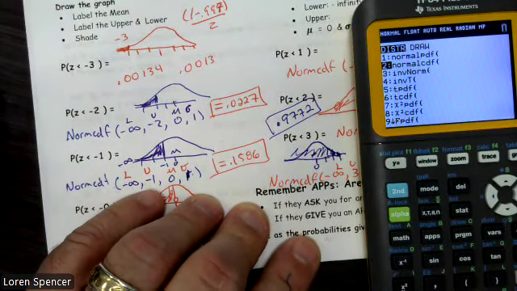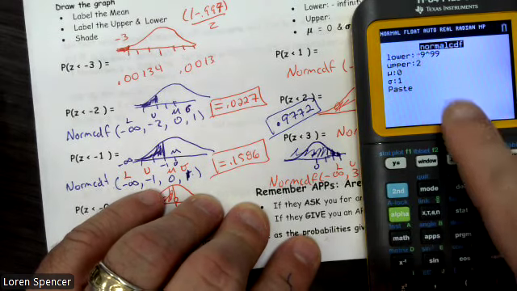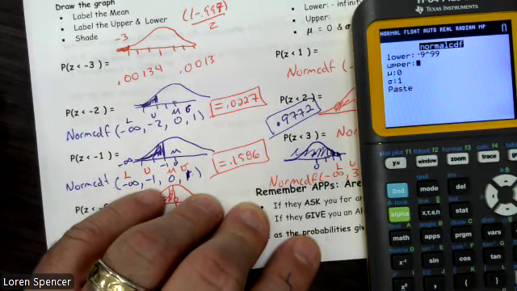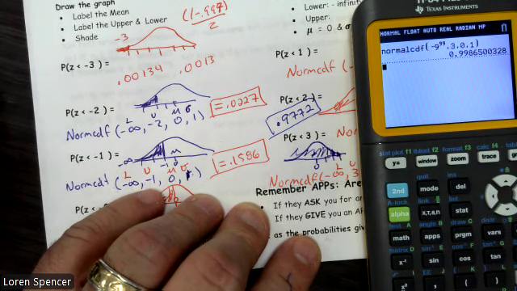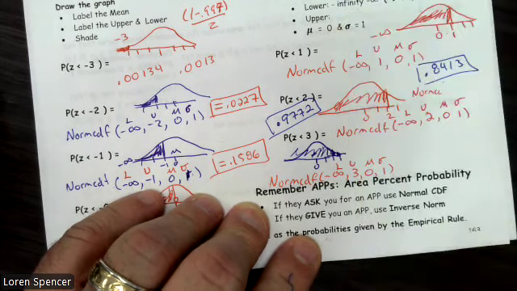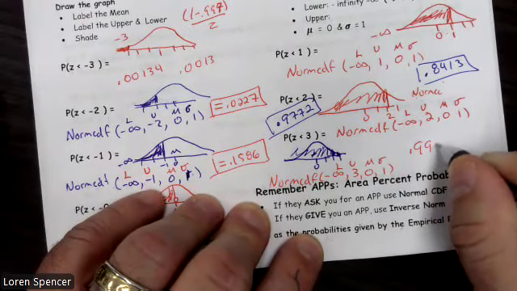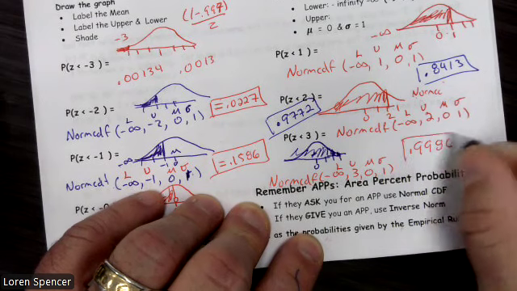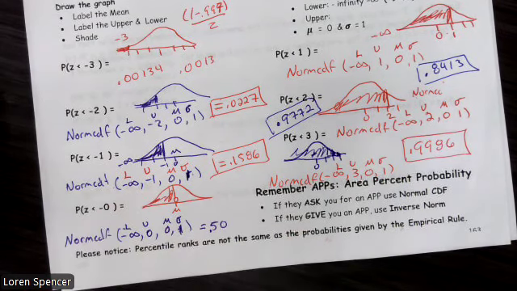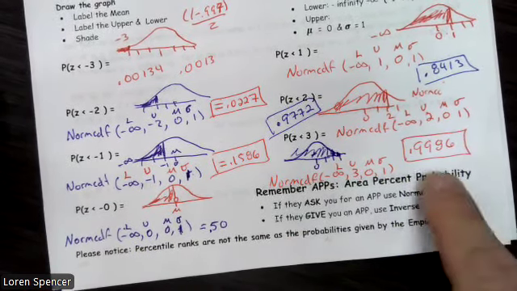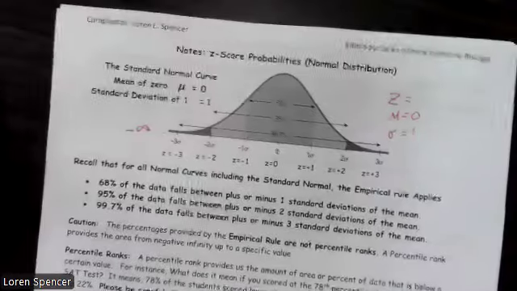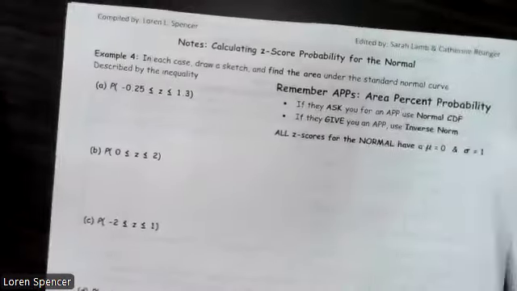Second vars, norm CDF. We still have negative infinity. Our upper bound is 3, mean 0, standard deviation 1. And we end up with 99.86%. So 99.8% is below us. That's our percentile rank, almost 100%. All right. Continuing on.